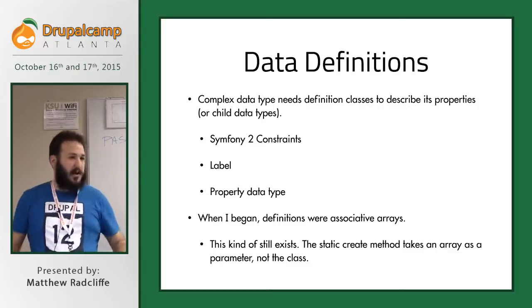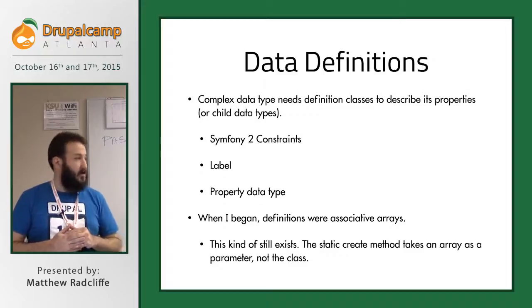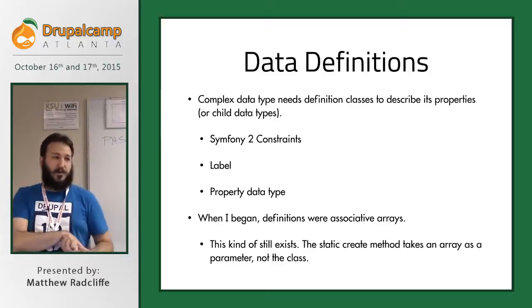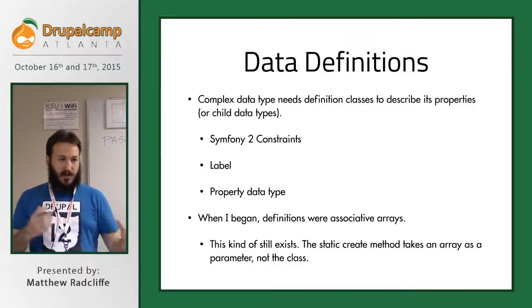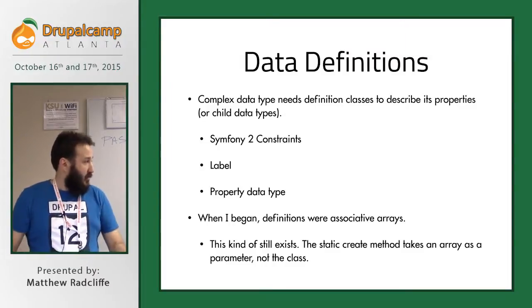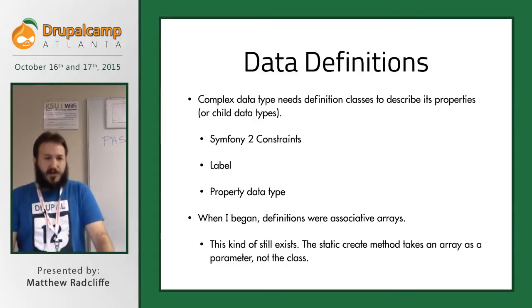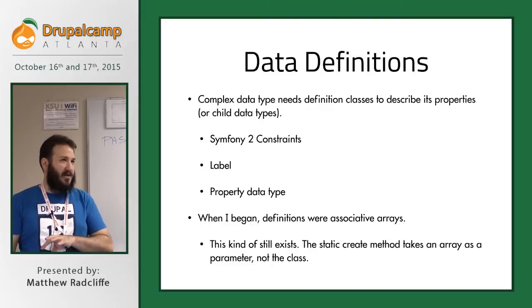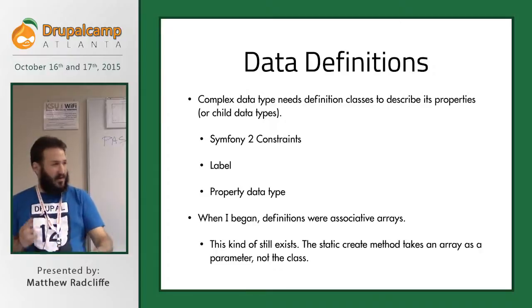A lot of that is abstracted away into a higher level, like the plugin manager. So you can just say, hey, give me this data type, and it finds the definition and creates the data type for you with any defaults that you have. So as I said, back when I started, definitions were just associative arrays. In fact, there's still some documentation around that, where when you create a definition, sometimes you create it as an associative array. So there's a little bit of confusion there.